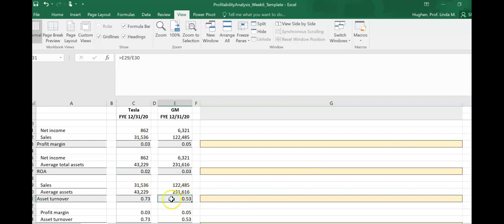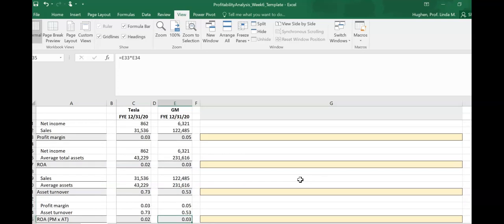So even though GM has quite a bit lower asset turnover, the fact that its profit margin was 2% higher, 2 cents per dollar higher, this resulted in a better ROA. So it's less efficient at turning its assets into sales, but GM is doing a better job controlling its expenses and having those sales remain as net income.